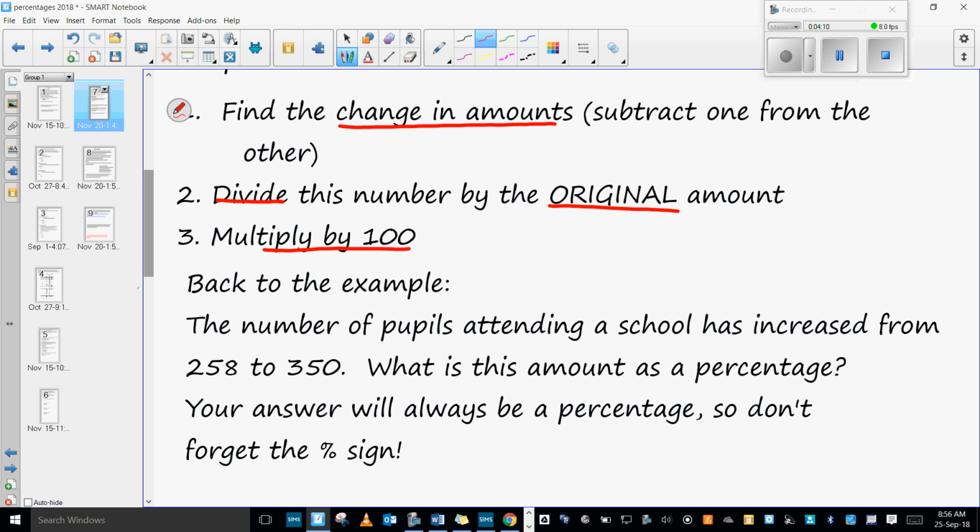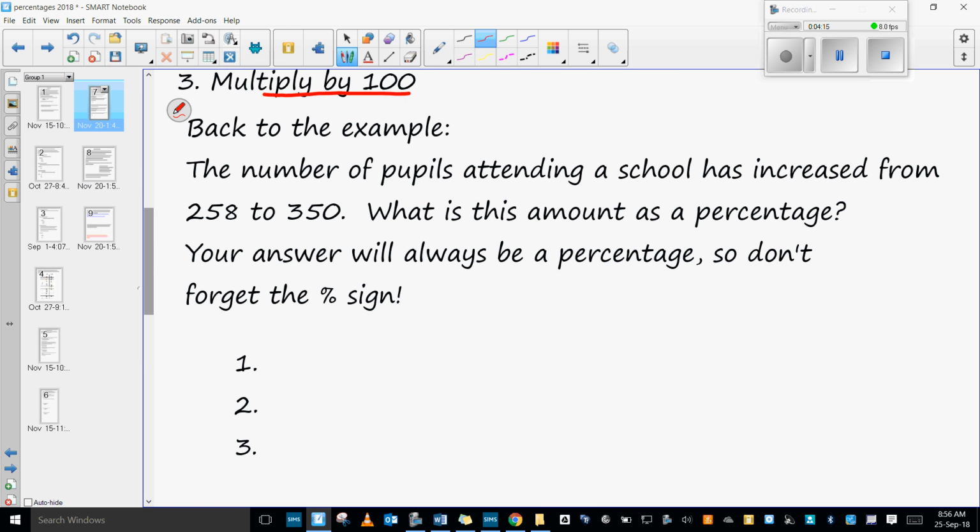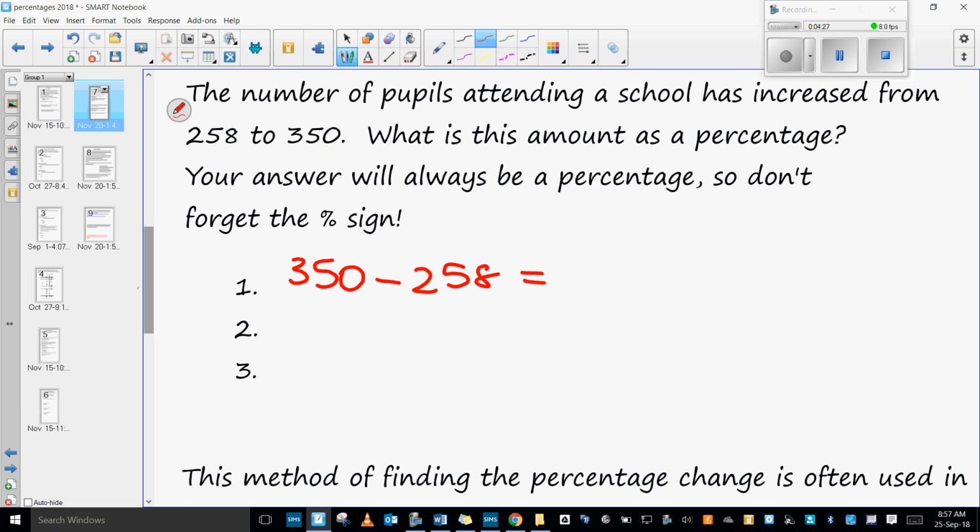So, going back to this example, the number of pupils attending a school has increased from that to that. What's the amount as a percentage? Okay, so we're going to do 350 subtract 258. We can use our calculator for that. 350 subtract 258.